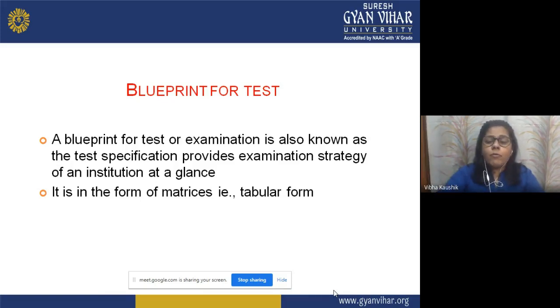It is in the form of a matrix, means a matrix will be used in creating the blueprint, and that is in tabular form, means it will be in table form. In the blueprint, as a teacher, we have to construct three types of table. That's why it is said to be in tabular form.